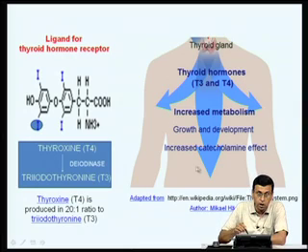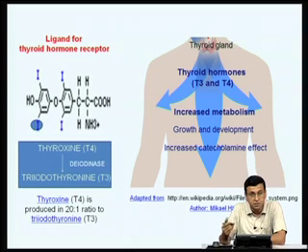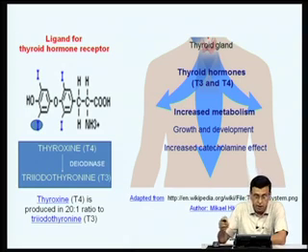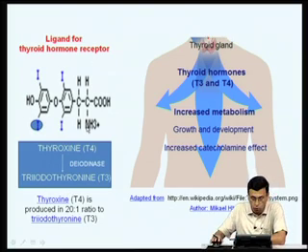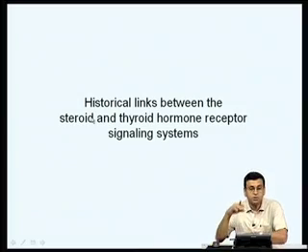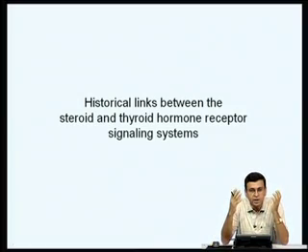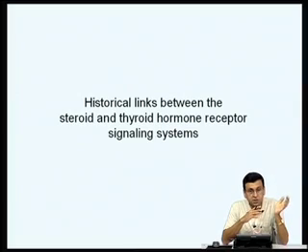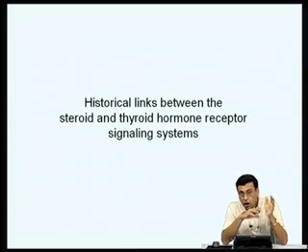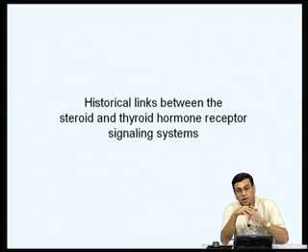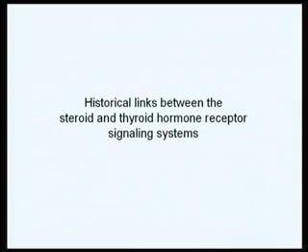All these effects of thyroid hormones are probably mediated by the thyroid hormone receptors, and let us now discuss what these thyroid hormone receptors are and how they were discovered. The ligand for thyroid hormone receptor is thyroxine, either T3 or T4. Let us start by looking at the historical links between the type 1 receptors, or the steroid hormone receptors, and thyroid hormone receptors, because it is the knowledge that we gained from steroid hormone receptors that led to the understanding of the thyroid hormone receptors, or the type 2 receptors.